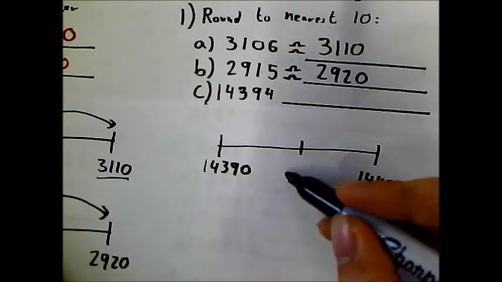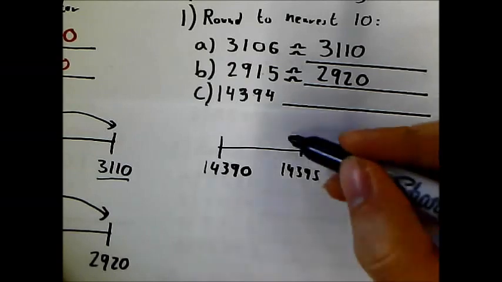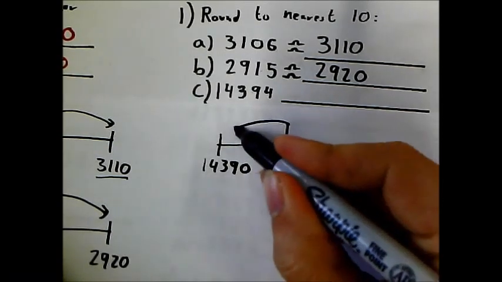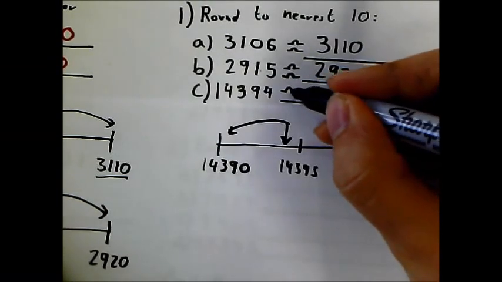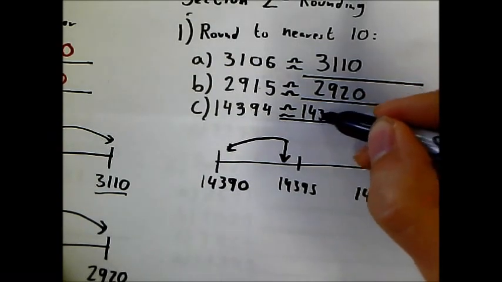Okay. Halfway between this is 14,395. I'm at 14,394, so that's to the left of my halfway point. It's closer to 14,390. So this is approximately equal to 14,390.